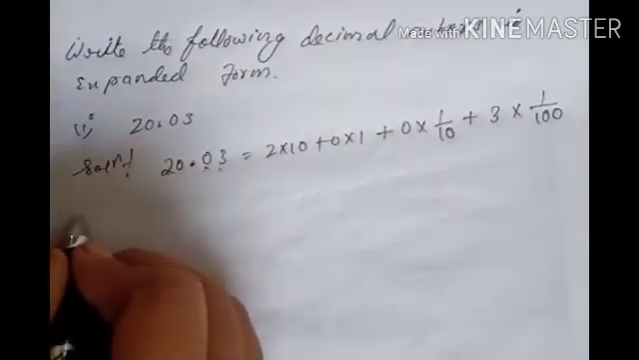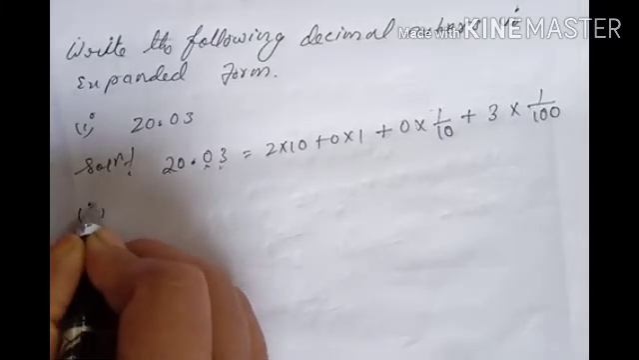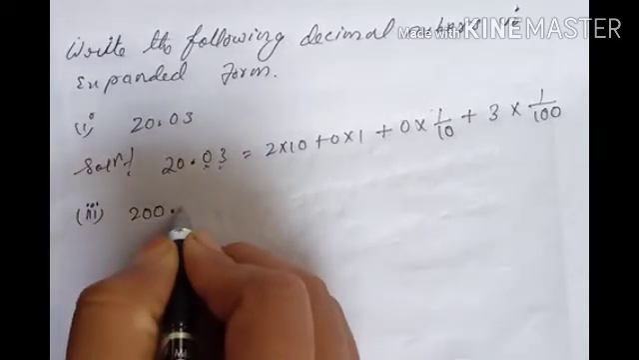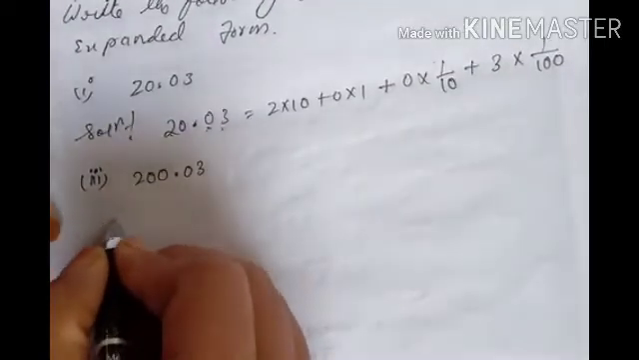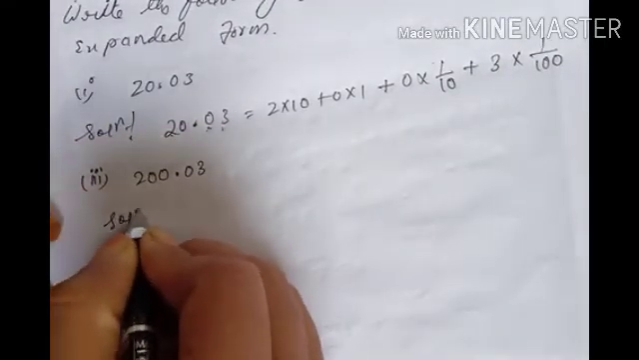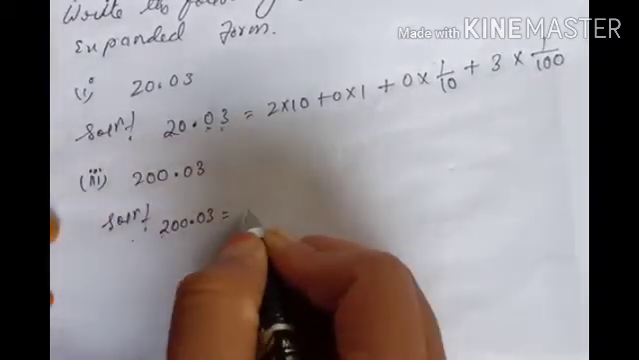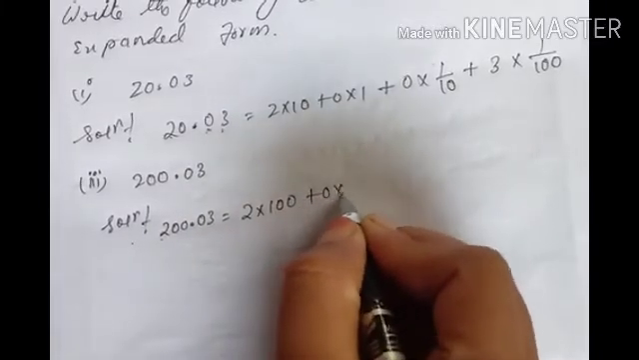So I will write one more solution. I will write question number 3. Question 2 is your homework. Question number 3, 200.03. So how you will do this? 200.03. Now first, 2 is in which place? 100. So you will multiply with 100, plus 0 is in which place?